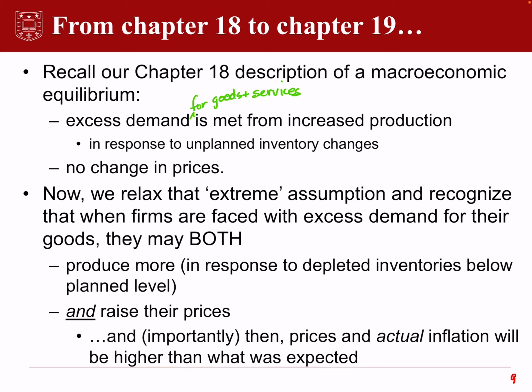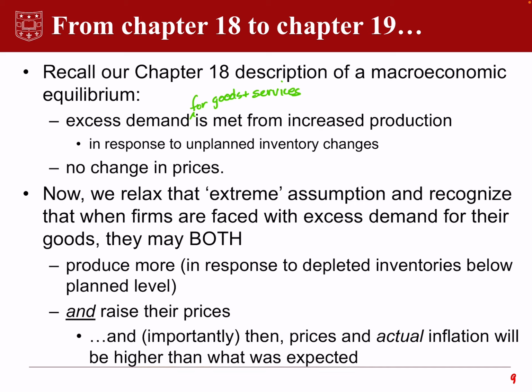So in chapter 18, I tried to be as clear as I could, saying firms form expectations about inflation and they don't deviate from those expectations. When demand is stronger than planned or expected, then firms see their inventories drawn down, and that sends a signal for firms to increase production. But there was no change in prices in that discussion.